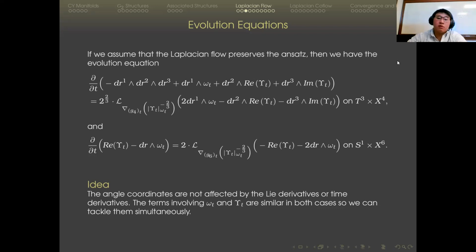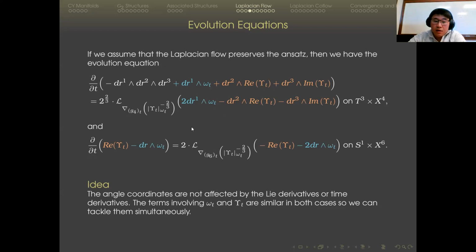The other thing is that we have terms involving big omega, terms involving omega, and terms involving upsilon. They tend to not really interact too much, as in, we have dr1 wedge omega t here, we have 2 dr1 wedge omega t here with some Lie derivative, and then similar things for the upsilons. So if we consider them separately, here I've colored them: the omega terms are in blue and the upsilon terms are in red.